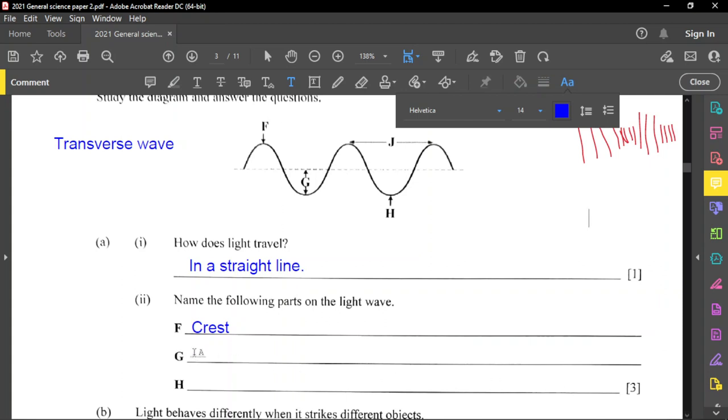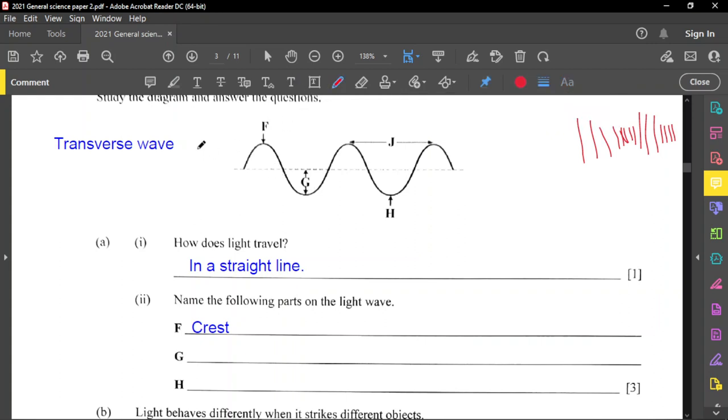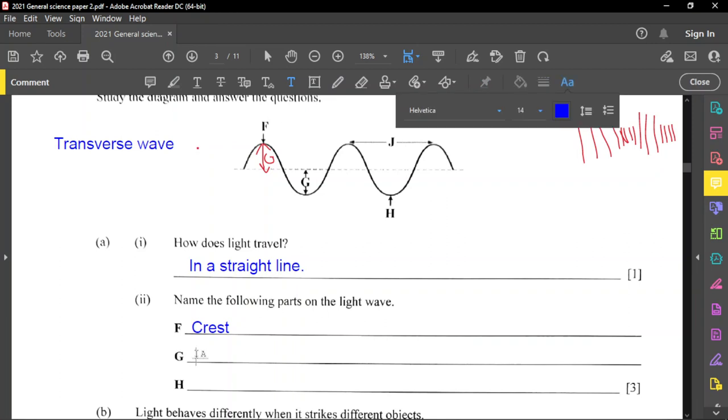But let's get into G. G is the distance from the rest position to the highest or the lowest point. So G could also be here as well. I just want to point it out. G is not only from the bottom, but it can also be this as well. Anywhere from the rest position, which is this undisturbed line going across like that, to the highest point or to the lowest point, it is the same thing, and it is called the amplitude. I want you to know that that's the amplitude there.